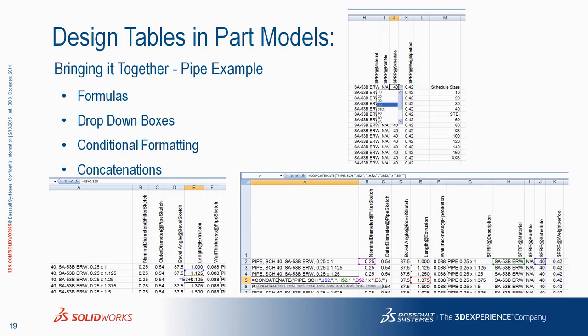All right, so what else can we do? We said that we have all the power of Excel inside of here as well. So how can we bring this together? We can do formulas, drop-down boxes, conditional formatting, concatenations. All of these are items that we can put inside of our design table. And these are things that are going to make it that much easier for you to work on with this.